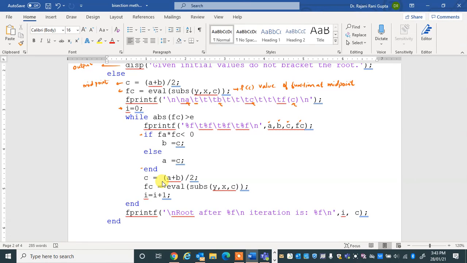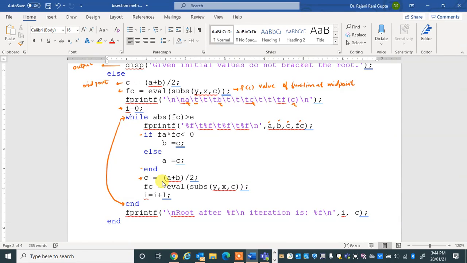This process keeps on continuing. Then once this is done, we calculate the second midpoint. Now see here, the formula is still the same for c, but note that either a or b has been replaced by c. Then we calculate the value of fc by substituting x equal to c, and then we increase i to i plus 1 because we completed one iteration. Then we put end. So this is the while loop and this is the end of the while loop.